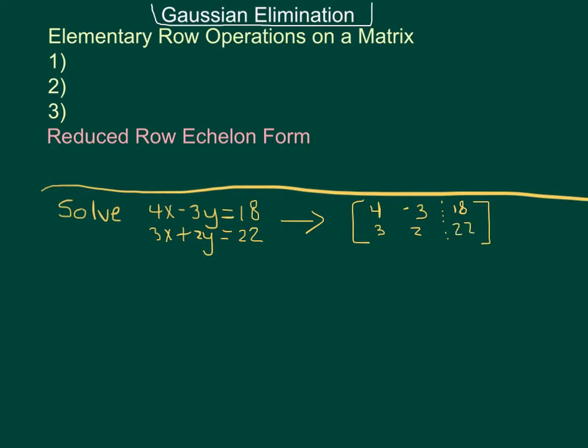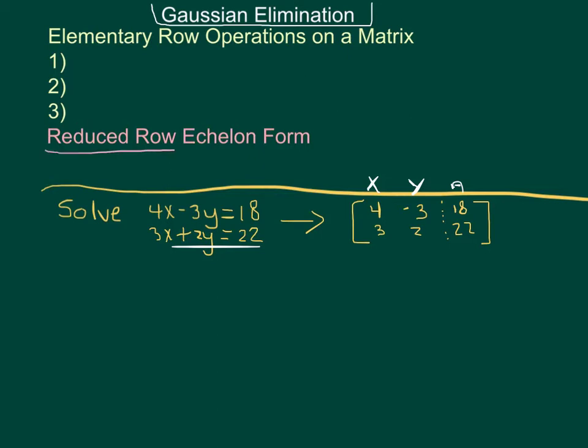This is important because as long as we understand that this is column x, this column represents the y's, and this represents our answers, then we're fine. We can do all the manipulations we would do over here, but we're just going to do them without worrying about the x's and the y's. That's all.